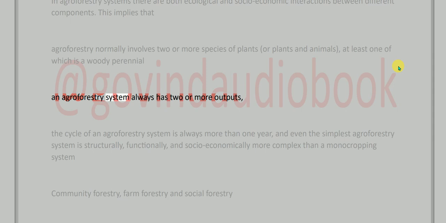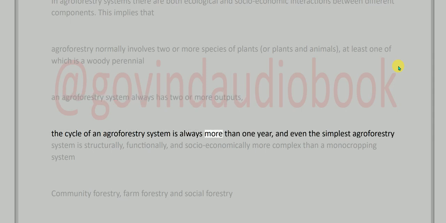An agroforestry system always has two or more outputs. The cycle of an agroforestry system is always more than 1 year, and even the simplest agroforestry system is structurally, functionally, and socio-economically more complex than a monocropping system.